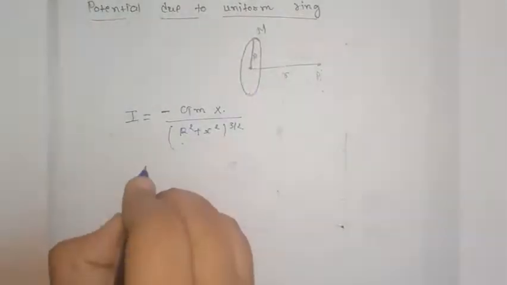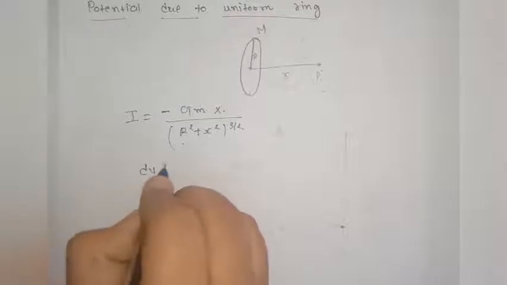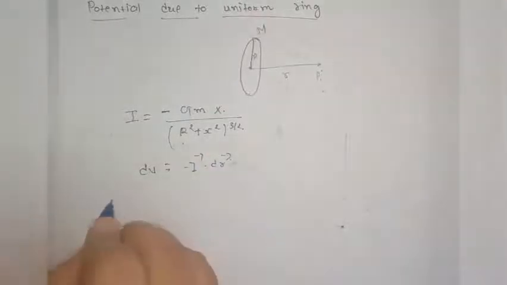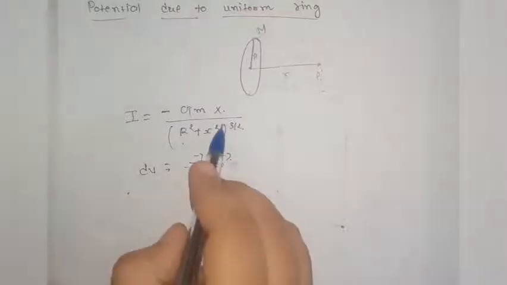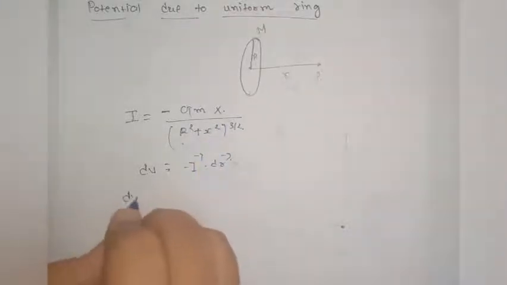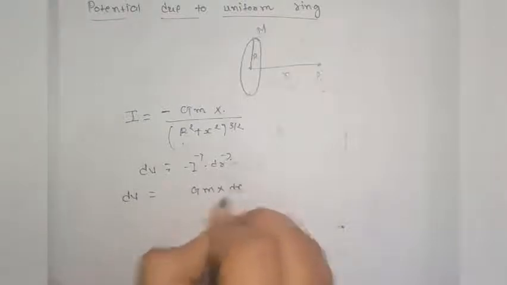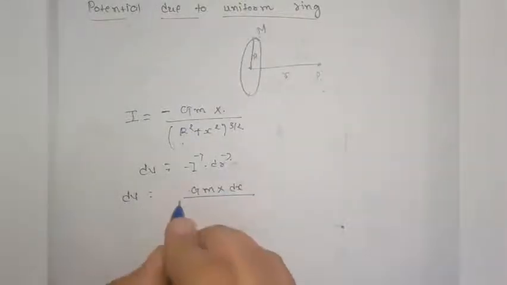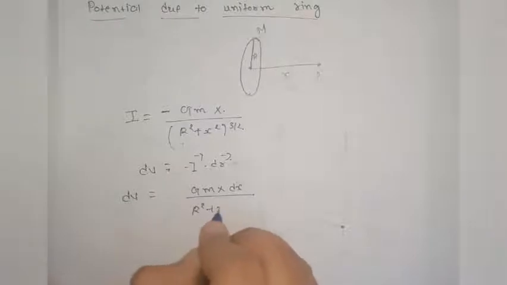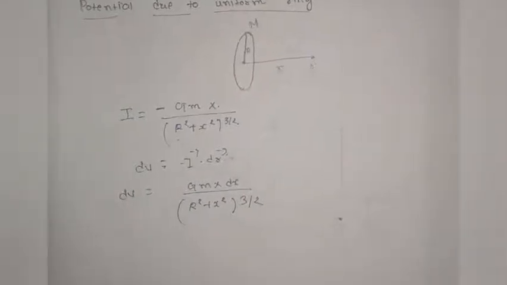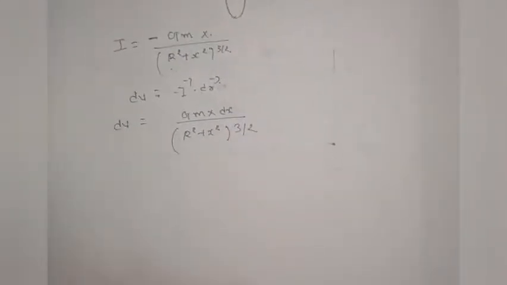Here now dV equals minus I dot dr. Given I this value, dV will be GMx dx upon r square plus x square whole power 3 by 2. So let us integrate on both sides to find the value of potential.